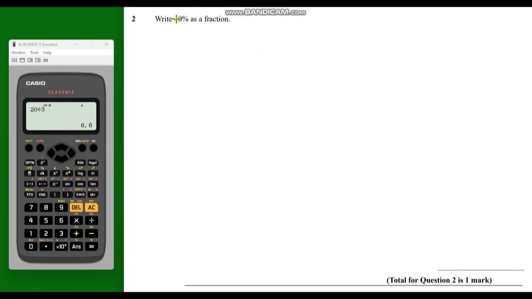Question 2, write 40% as a fraction. So what does the word percent mean? Well, this symbol here, percent, I'm just going to write it down, percent. Now this is key, this word here, cent means 100. So cent is just another word for 100. So if we've got 40 per 100, we can just write that down as 40 over 100. So that's what this means. So we have written it down as a fraction. So that's our answer, 40 per 100.